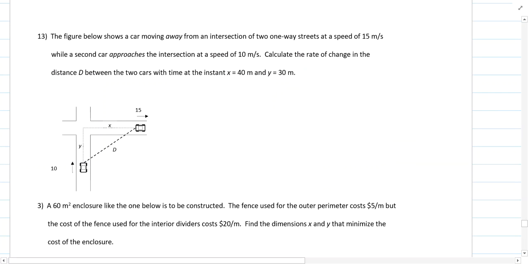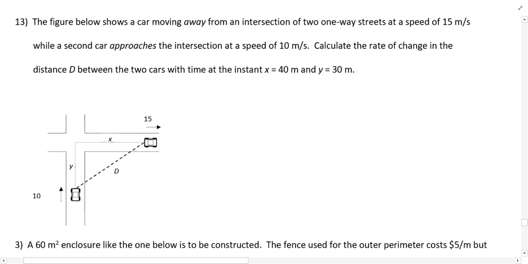We have one more related rates problem before we get into an optimization series of questions. So let's talk about this related rates, and we'll probably stop this video after that.